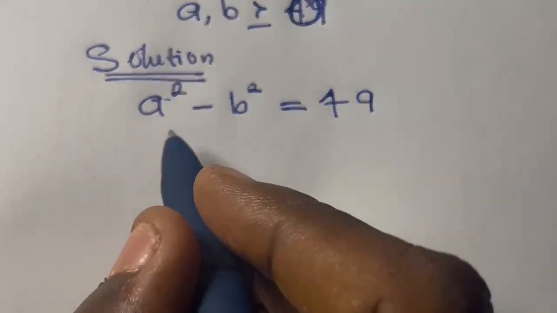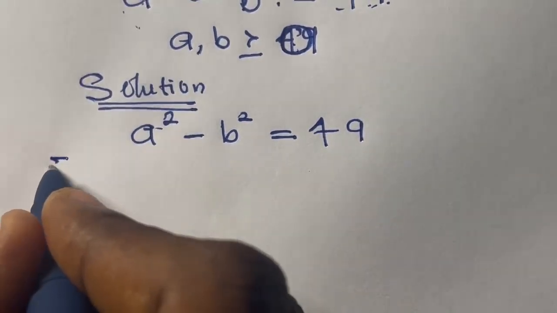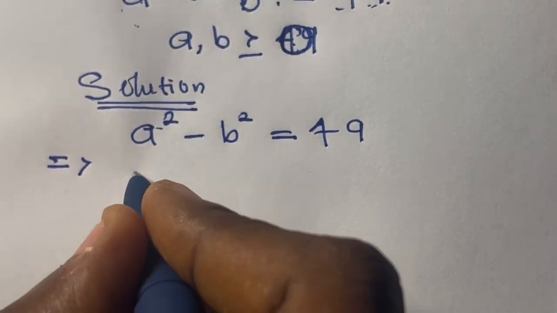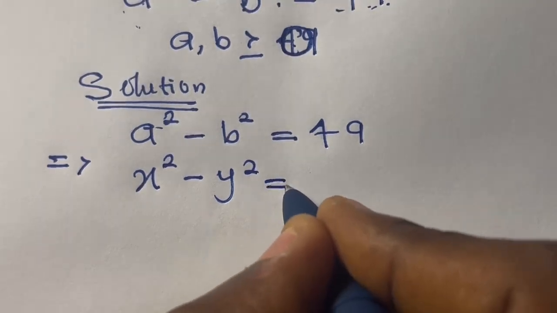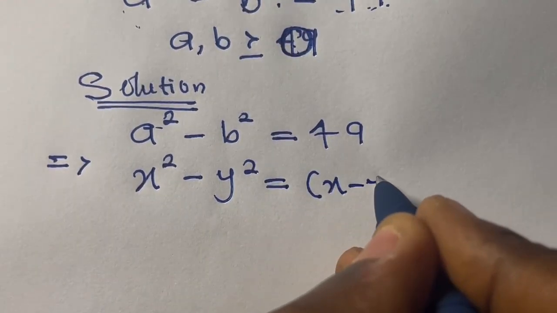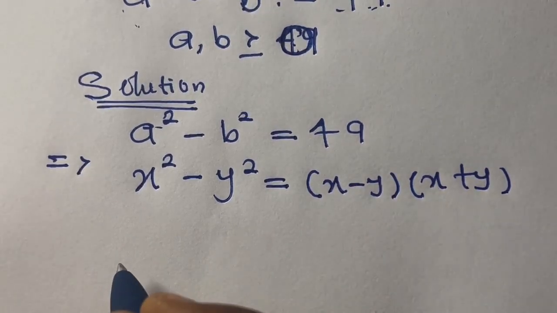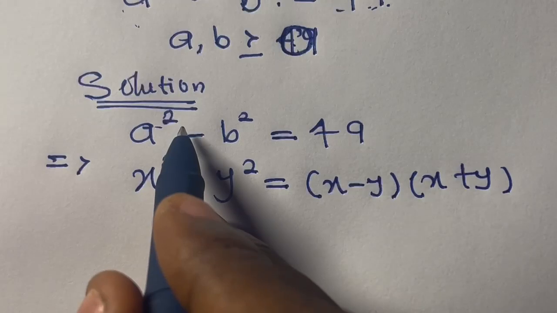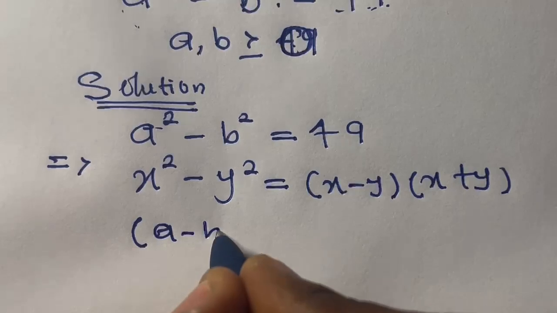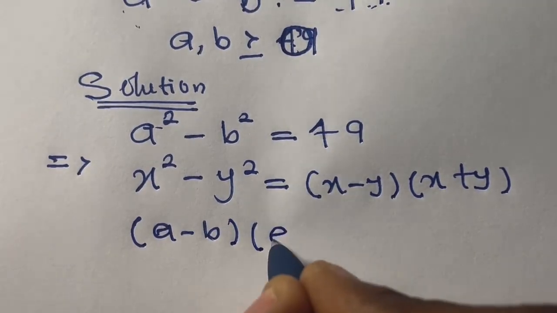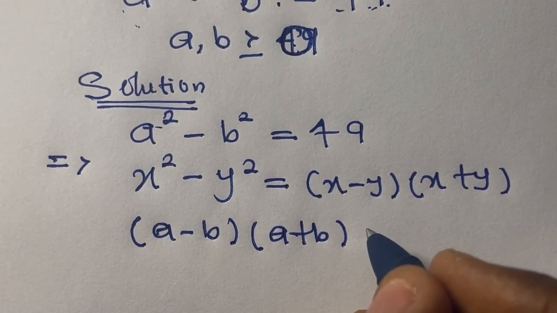If you look at this, you see this is a difference of two squares, and we should recall that if you have x square minus y square, this equals x minus y multiplied by x plus y. Applying this, it implies that this will become a minus b multiplied by a plus b equals 49.